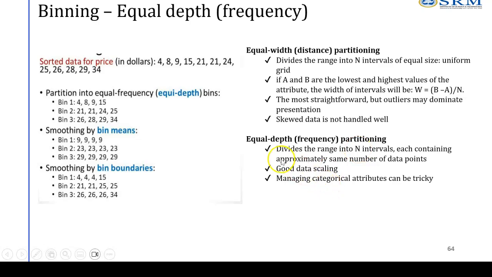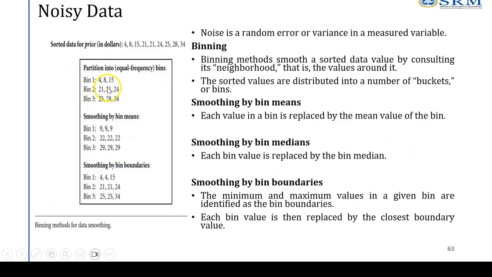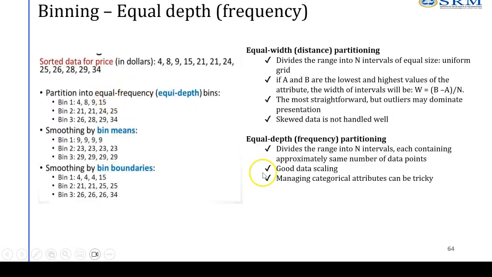Okay. So when you come to the equal depth frequency partitioning, it divides the range into n intervals, each containing approximately the same number of data points. It has good data scaling, but managing categorical attributes can be a bit tricky.